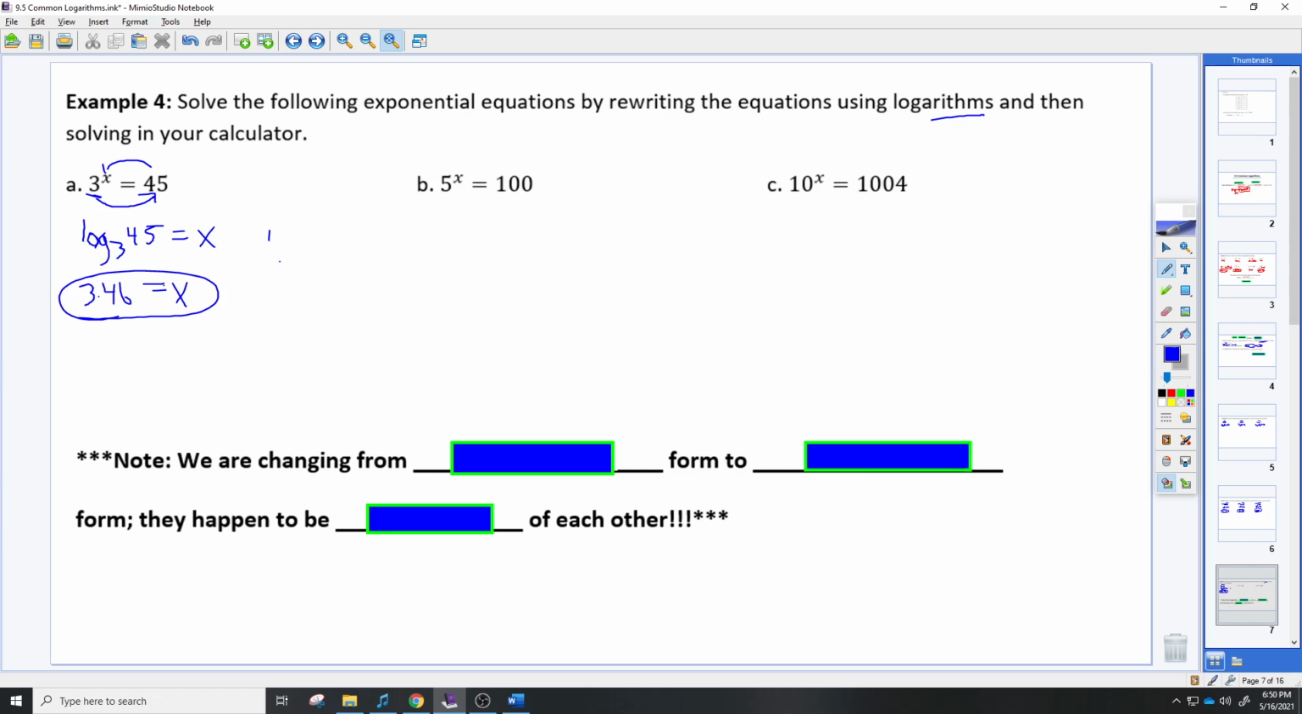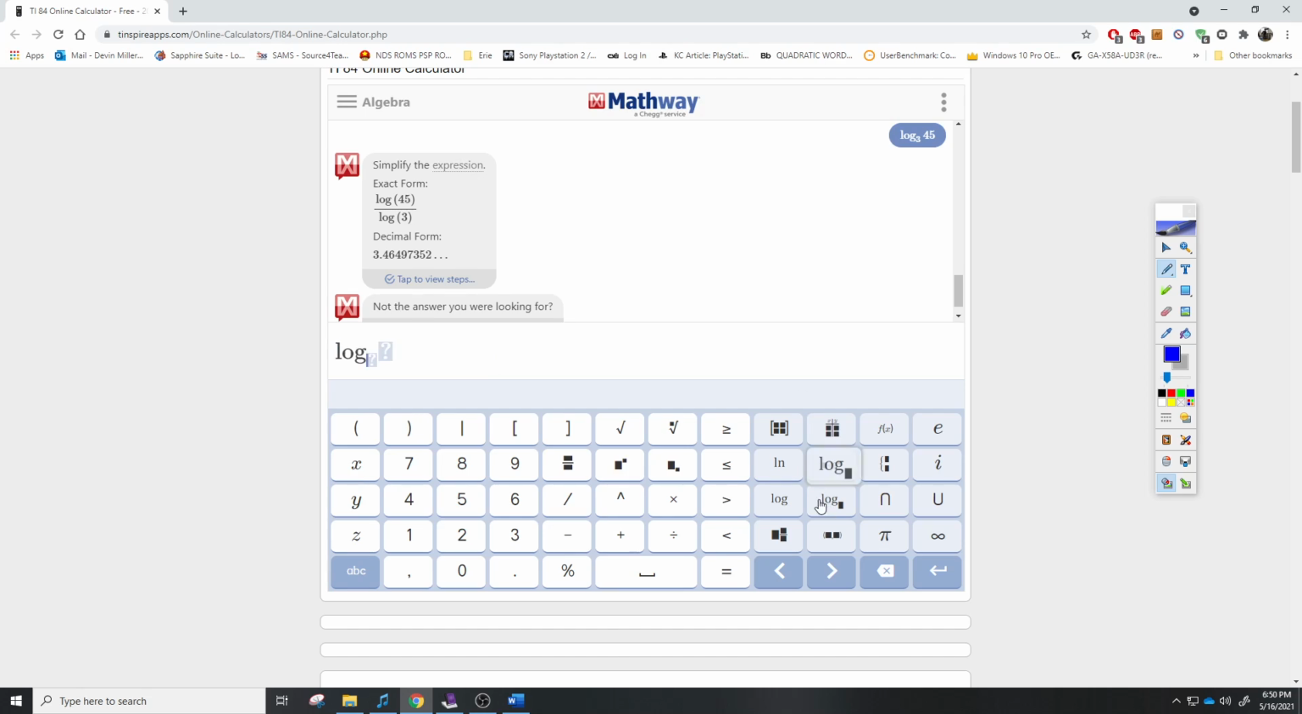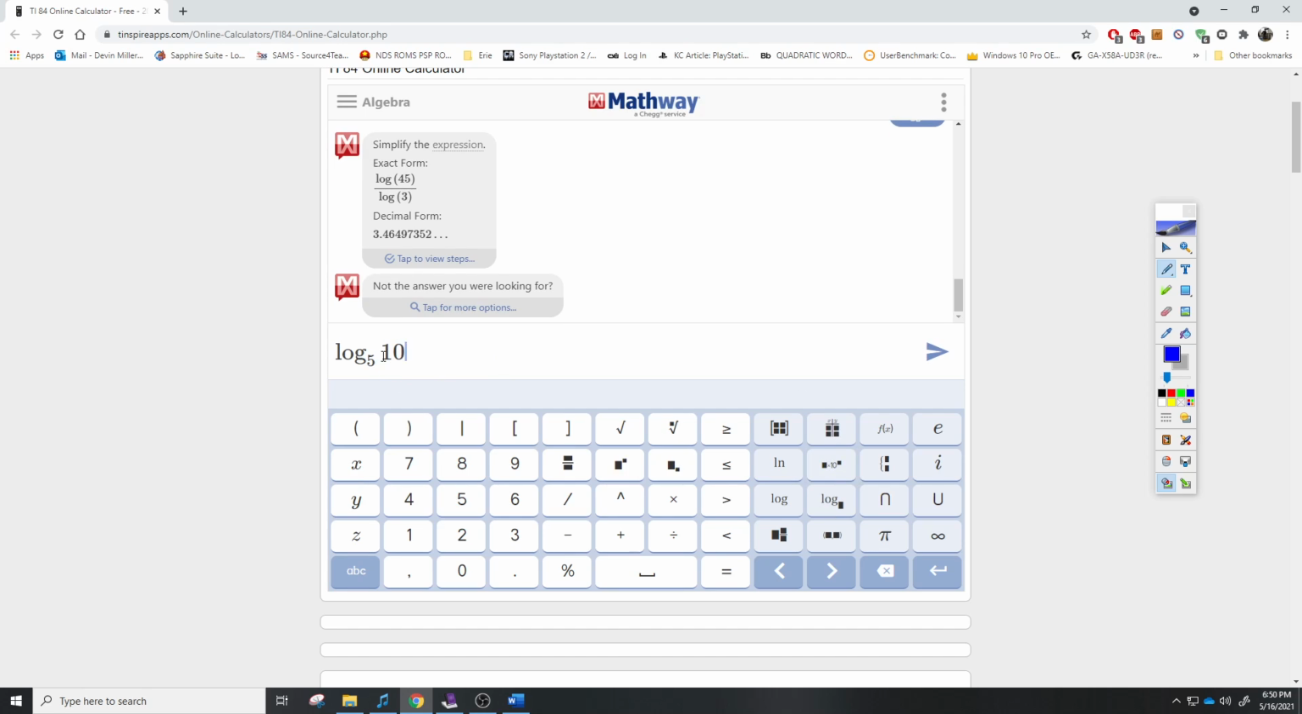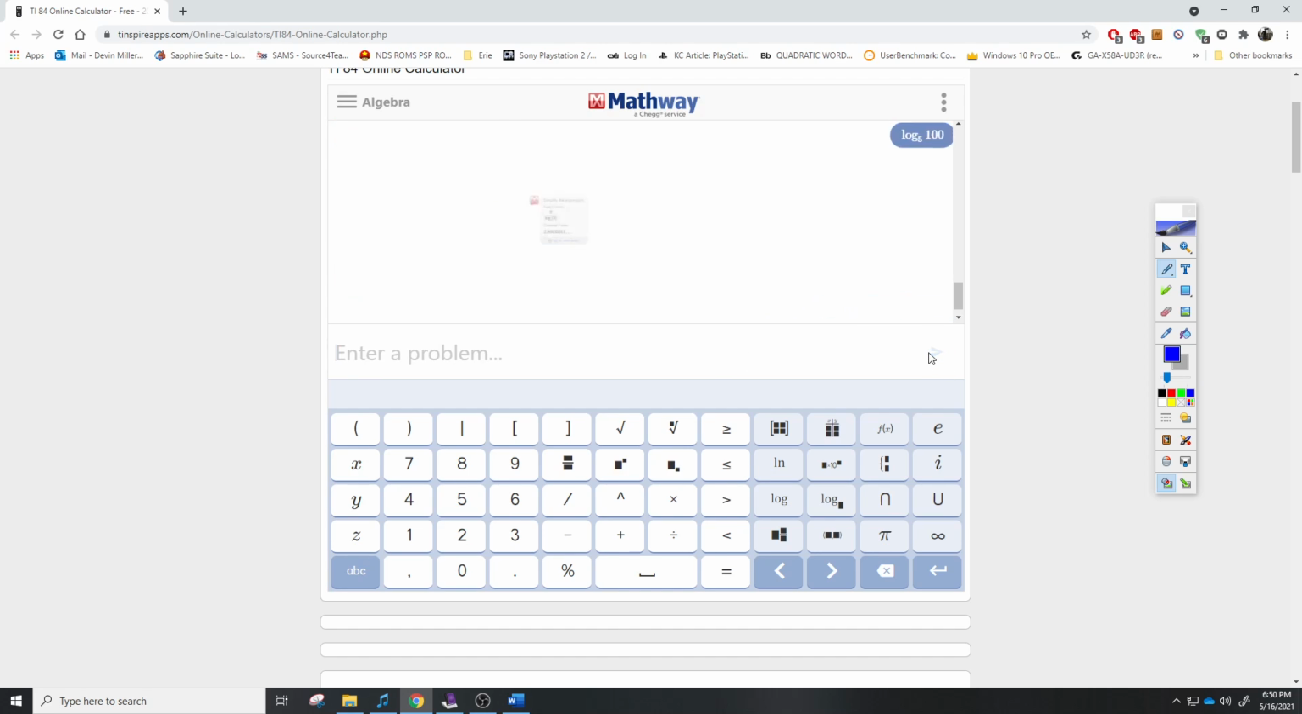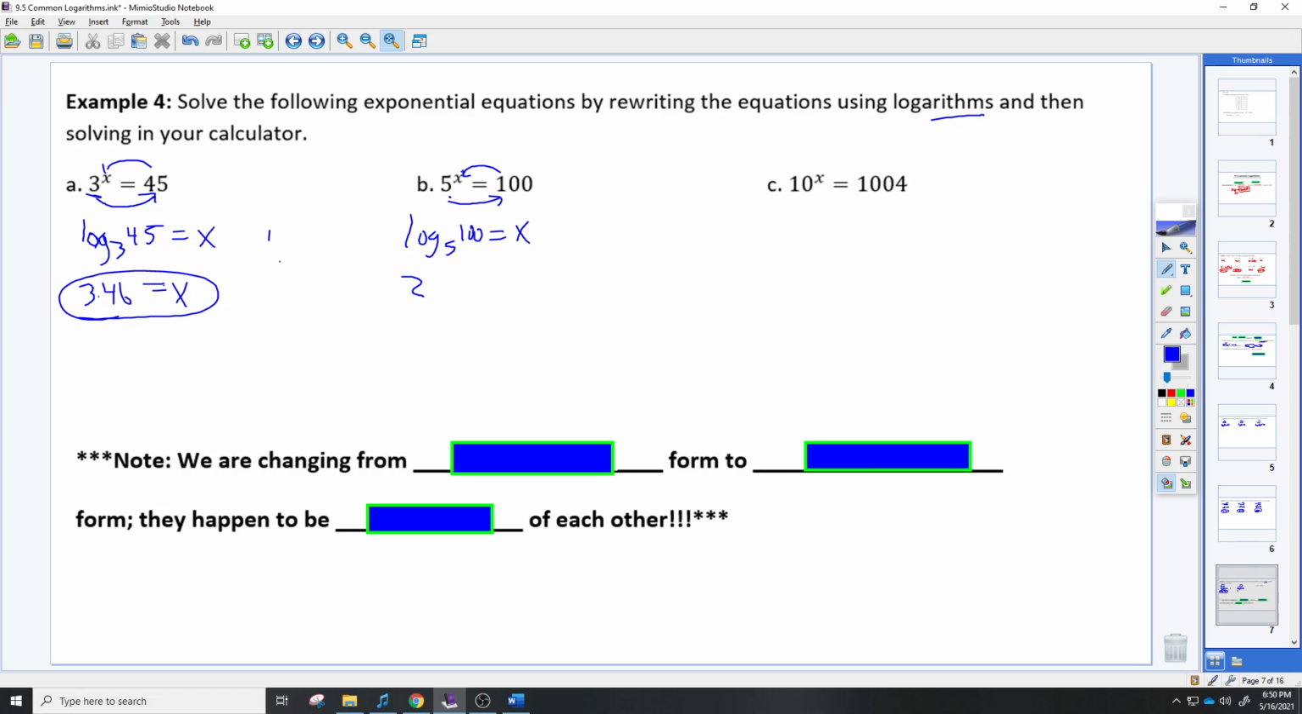All right, we have 2 more. We're going to do log base 5 of 100 equals x. Type that into the calculator. Base 5 of 100. And that would be 2.86. That's the x value. So 5 to the 2.86 equals 100. Because we know actually 5 to the third is 125, so to get 100, it's going to be a little less than 3.